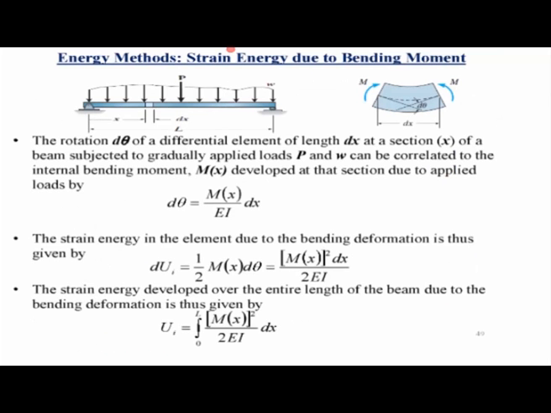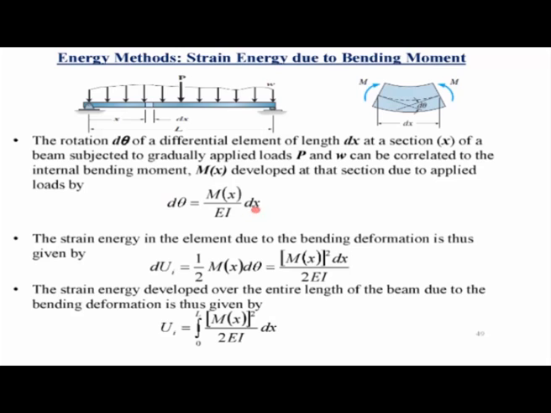Now if you have a beam subjected to some external load, because of which it will have bending moment at various sections, and if you consider a small section of the beam which undergoes a rotation d theta and has a length dx, a distance x from the left end of the beam, then the moment due to the external load is given by M(x) at the distance x.